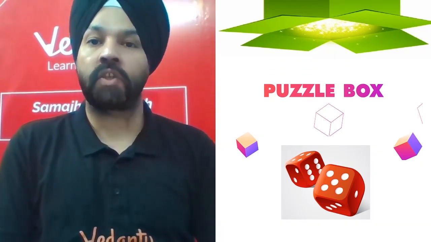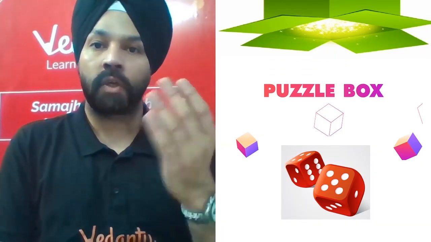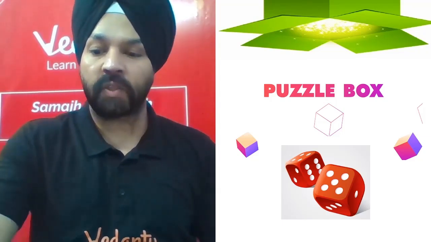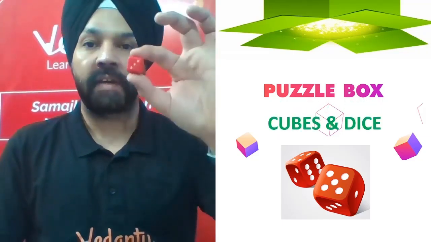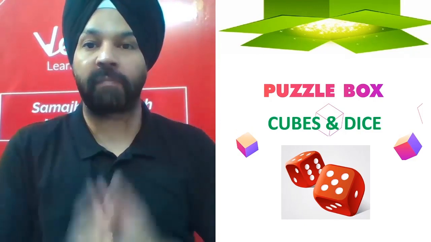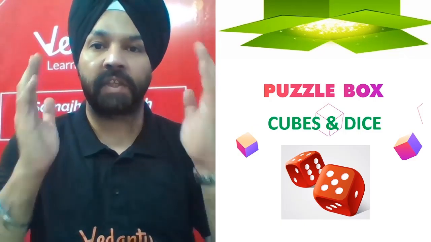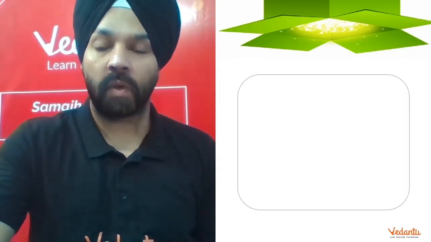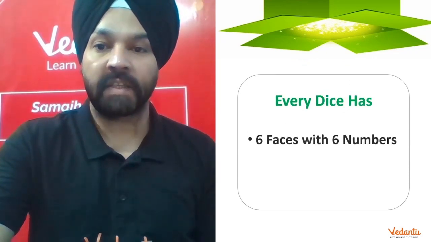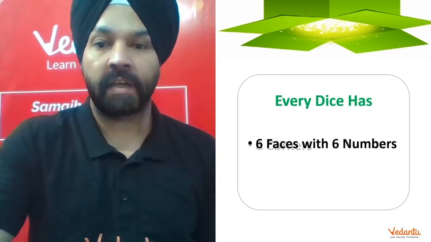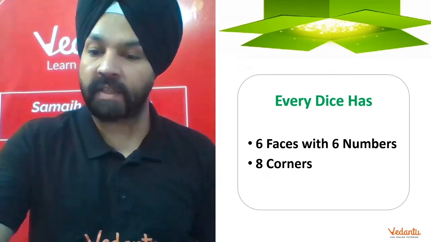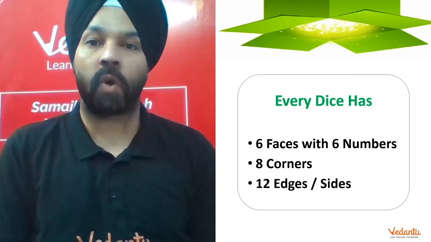In the previous two sessions, we have covered something in concern to cubes. Today, we are going to explore something in concern to dice. I hope you all must have played with dice, but let's start with the basic thing. So a dice has got 6 faces with 6 numbers. Then there are 8 corners and then we have got 12 edges or sides.